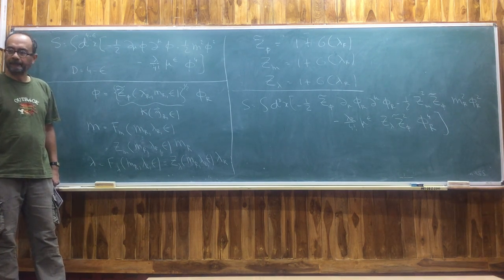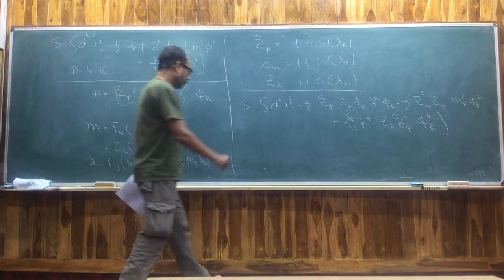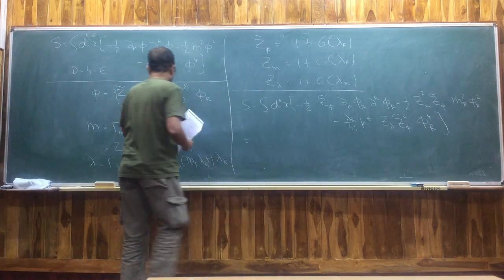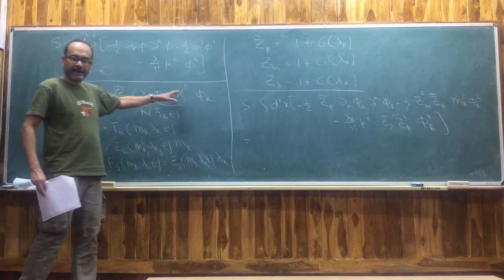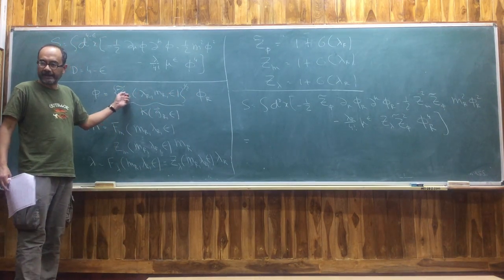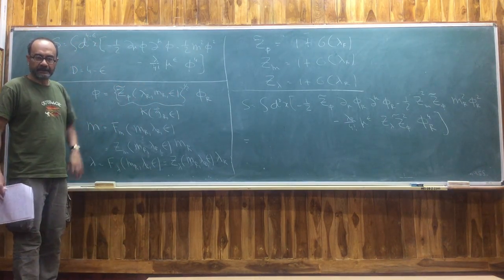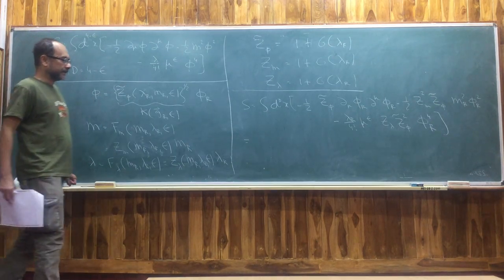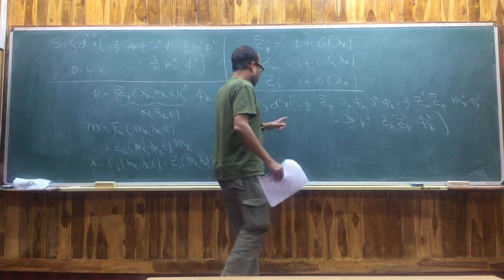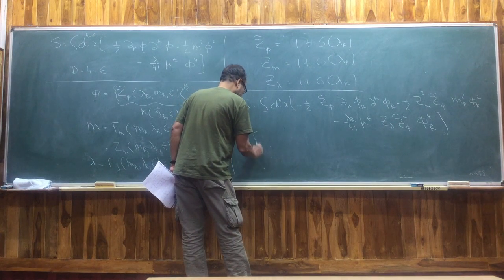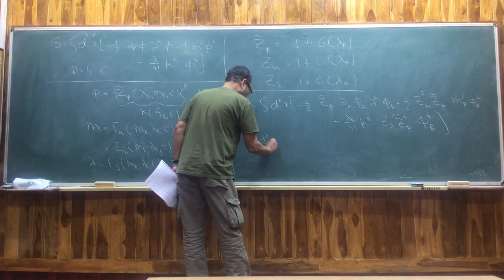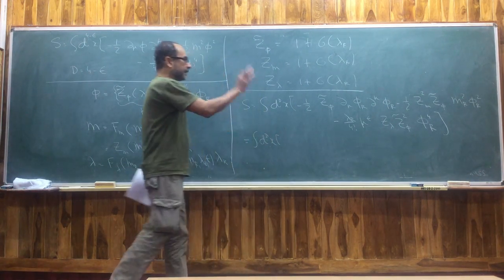Is that okay? Okay, so now the fact that I have taken a square root is purely a matter of convention. I could have just defined this to be z tilde pi. You shouldn't worry too much about this. So now, what I'm going to do is divide this action into two parts. One where we replace all the z's by 1.